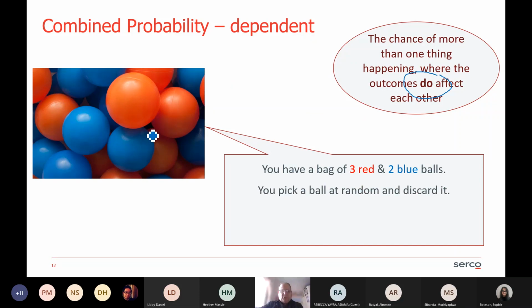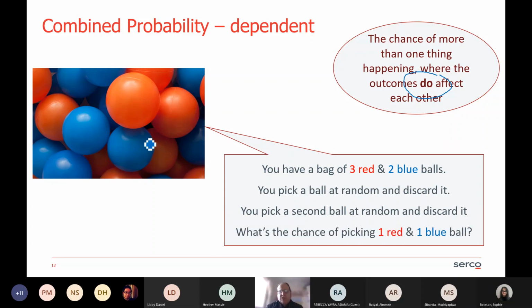If you can imagine this bag in front of me, I'm going to pick a ball at random. I'm going to know it's either red or blue, and then I'm going to get rid of that ball. I'm then going to pick another ball at random, and get rid of that. I could do that 20 times if I want to, but I'm just going to do it twice. And the question is, what's the chance of picking a red ball and a blue ball?